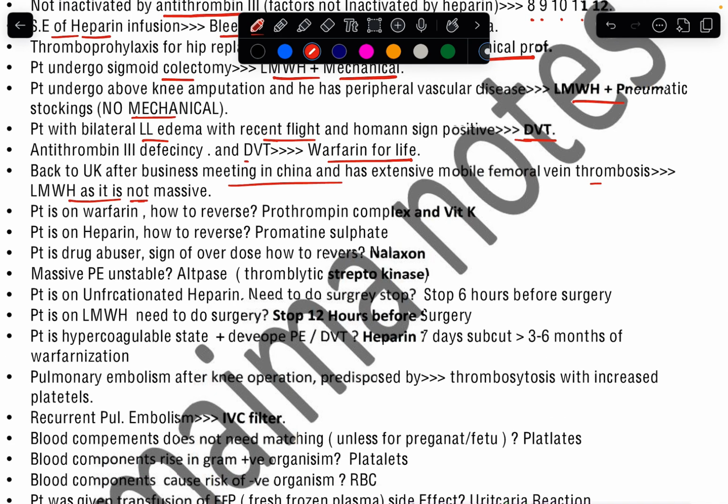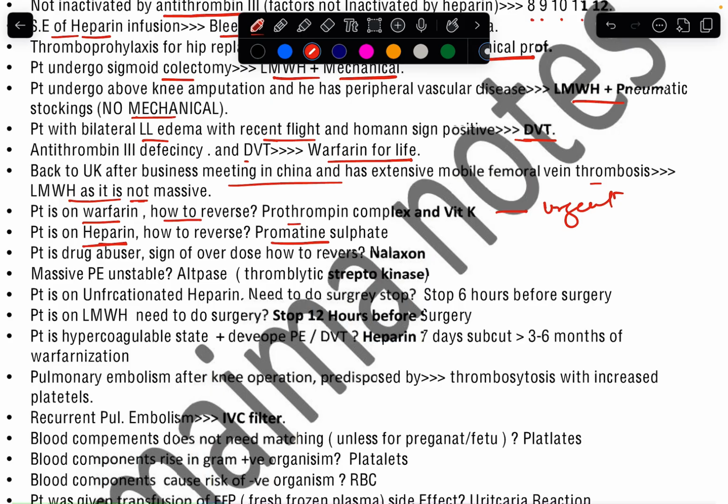Patient is on warfarin, how to reverse? Prothrombin complex. This is an urgent reversal. Patient on heparin, protamine is the reversal. For example in CABG, heparin is given around 30,000 international units. It has to be reversed by protamine.